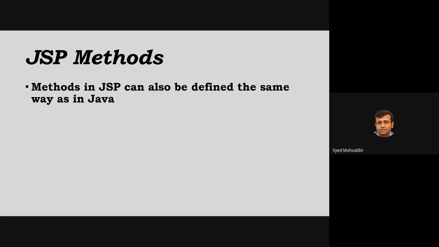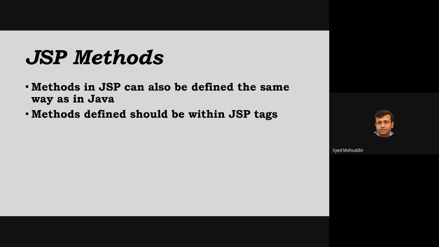The function can have a return type. If the return type is void, the function is not returning anything. If the return type is of some data type, then obviously a return statement has to be there within the method, and a value of that type has to be returned. Then the next thing: we can define methods in JSP using the same way as it is defined in Java. But where do we define these methods? We have to define these methods within the JSP tags.